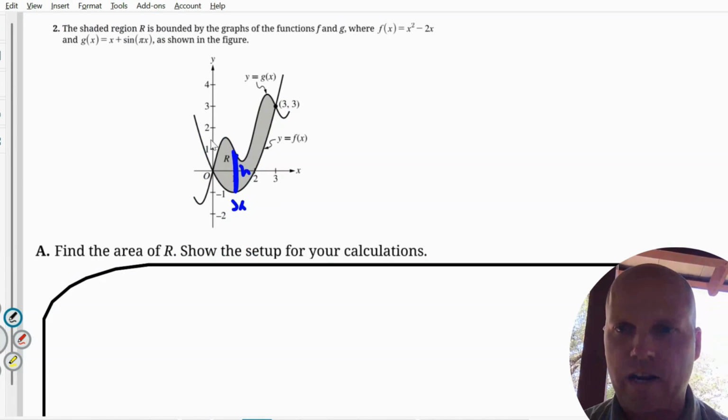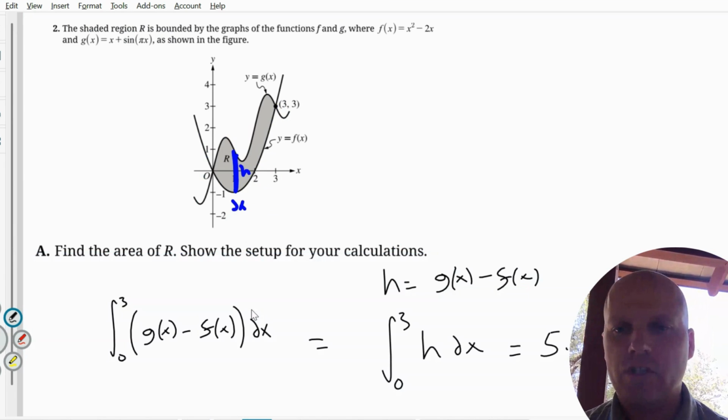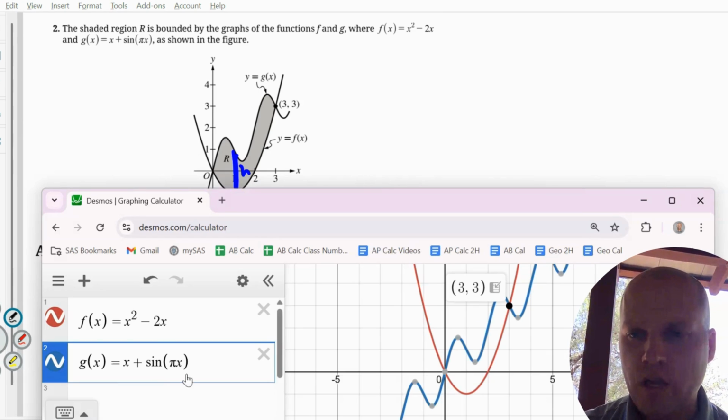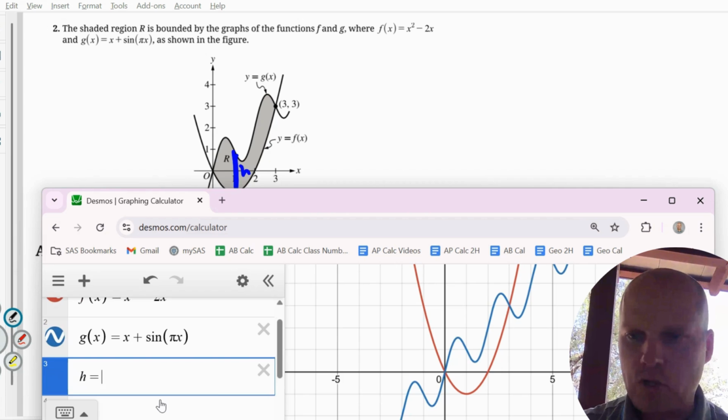And we start off with the area. I like to tell my students to accumulate heights times widths. So I like to either say h equals g minus f, the top minus bottom, is the height at any given x, and you're going to accumulate those h's from 0 to 3. So my students like to put h as g minus f.